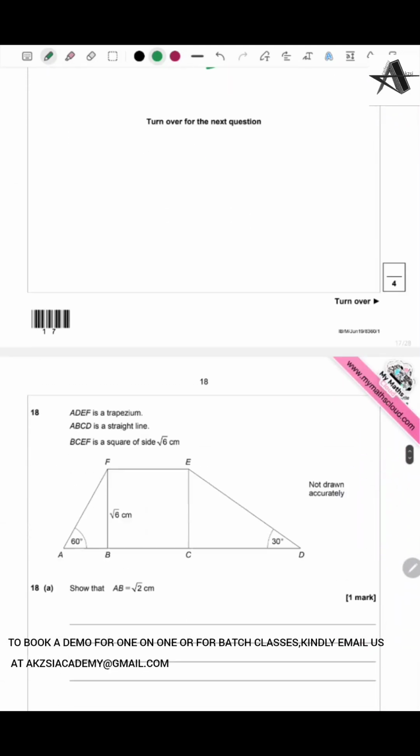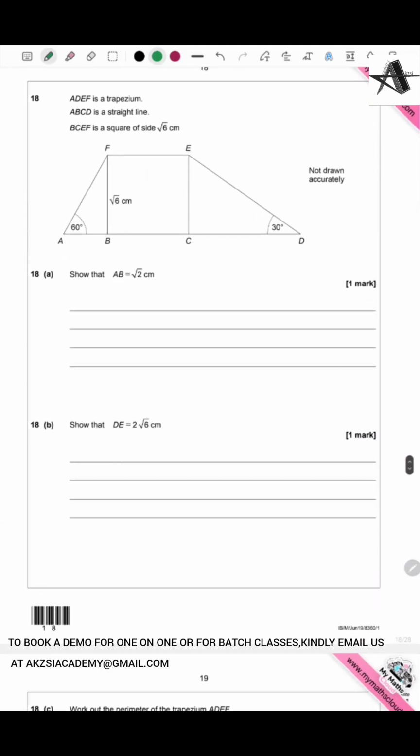Moving on to the next question. Question 18. ADEF is a trapezium. ABCD is a straight line. BCEF is a square of side root 6 centimeters. Show that AB is equal to root 2 centimeters. That means this line is root 2 centimeters.